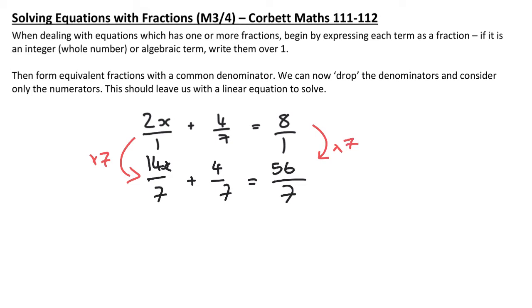Once all the fractions are equivalent with the same denominator, we can drop the denominators and consider only the numerators. So this just turns into 14x plus 4 equals 56. That's going to be a much easier equation to solve. We could take away 4 from both sides and then divide by 14. So let's look at some examples of this.